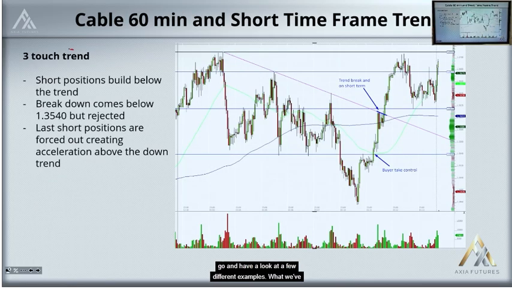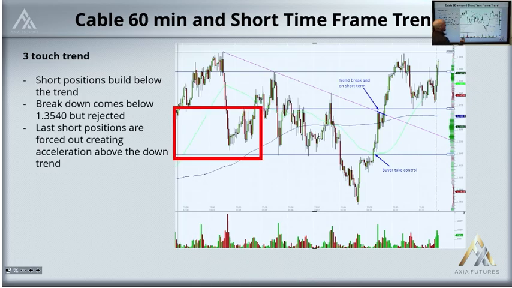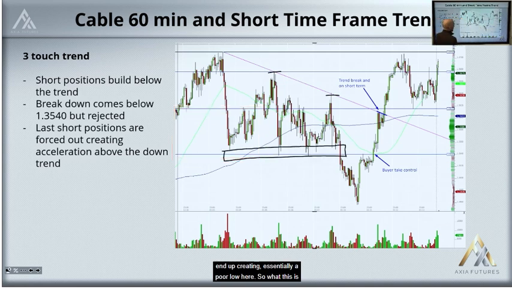So let's go and have a look at a few different examples. What we've got here, a 3-touch trend line. This is one in pound against the dollar. 3-touch trend, we get the break of the trend towards the upside. So this is a classic example of a trend break. We've got the trend well established, and you can see already here that yes, you're getting lower highs, but look at the lows. We end up creating essentially a poor low here. So what this is showing is that sellers are getting compressed down.